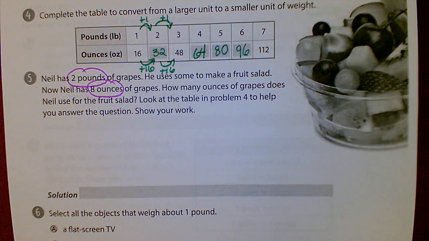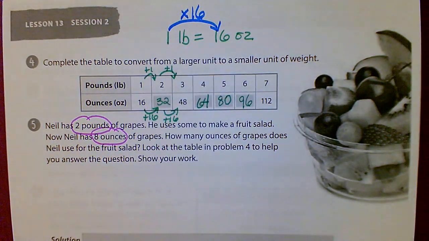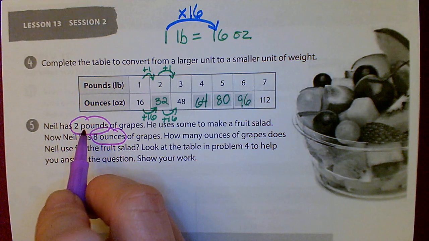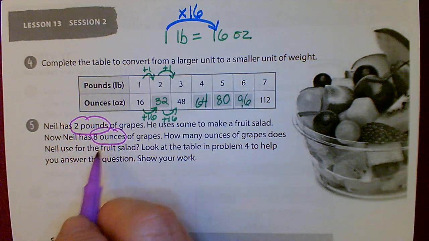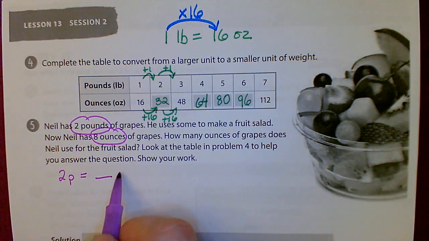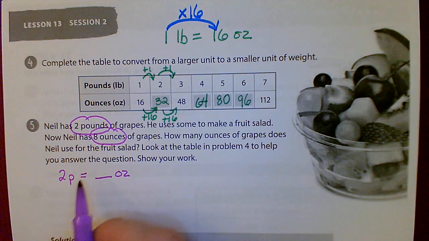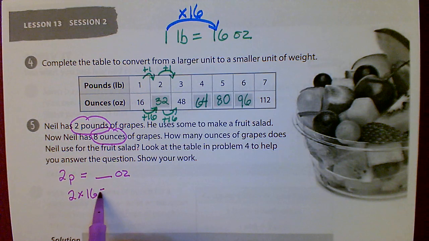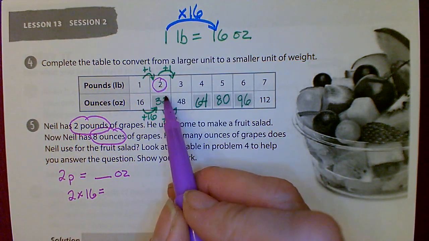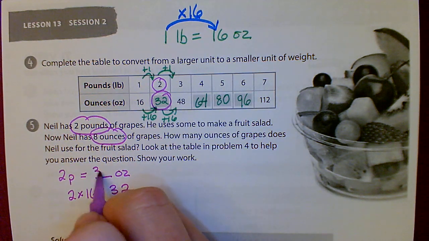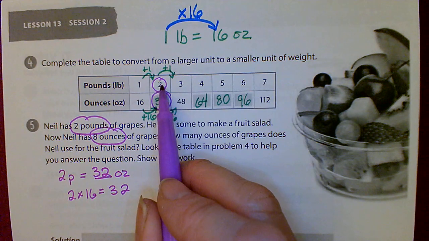Oops, you can't see my rule. You're going to use your rule that 1 pound is 16 ounces, right? 1 pound is 16 ounces. So, first step, let's convert the 2 pounds of grapes into ounces so that we can work with these two. So, 2 pounds is going to be equal to how many ounces? Well, I know my rule is times 16, so it's going to be 2 times 16. And we have it right here. 2 pounds is equal to 32 ounces. So 2 pounds is 32 ounces.